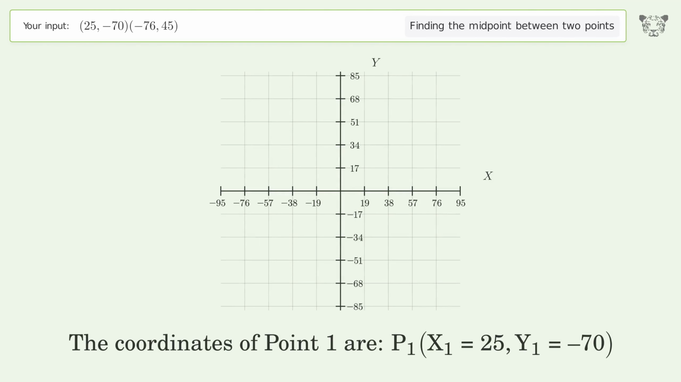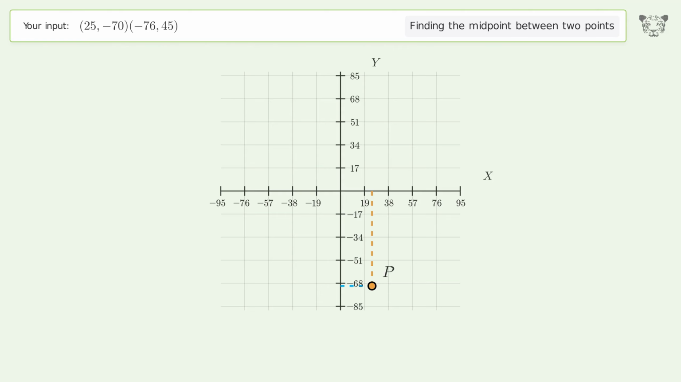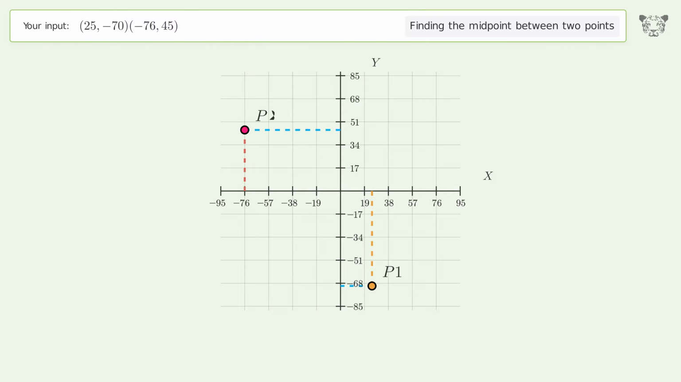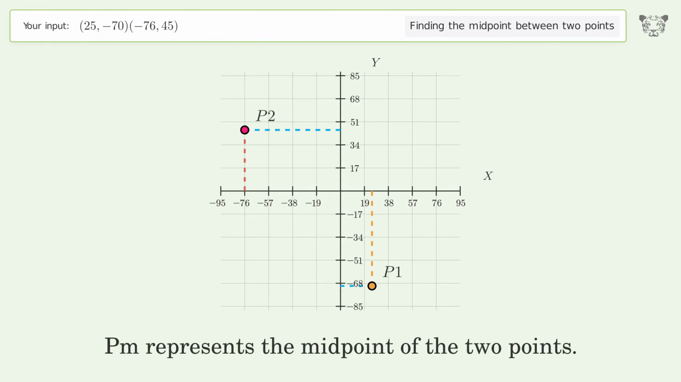The coordinates of point 1 are x1 equals 25, y1 equals negative 70. The coordinates of point 2 are x2 equals negative 76, y2 equals 45. PM represents the midpoint of the 2 points.